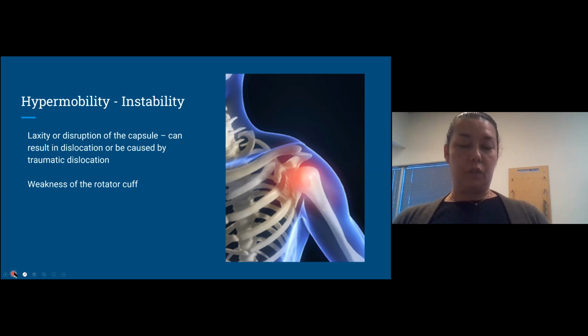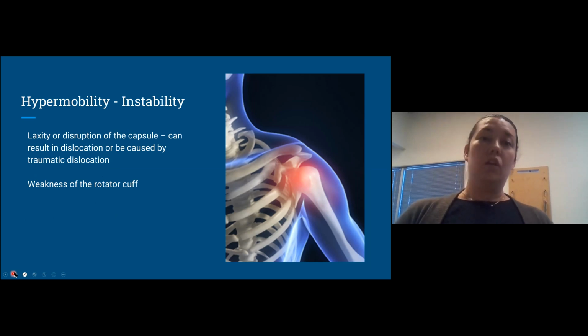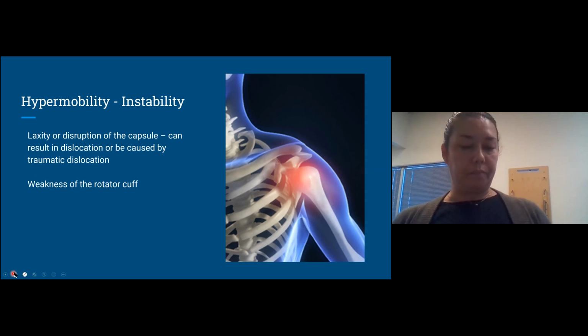Alternatively, another cause of shoulder pain can be hypermobility or instability of the shoulder joint. So just as not enough mobility is a bad thing, too much mobility is also a bad thing. If there is too much movement of the shoulder, joint structures can get strained. Dislocation can occur if there's too much laxity or looseness in the capsule. And it can also occur because of a trauma, like let's say you have a really hard fall on an outstretched arm, the capsule can become torn, the ligaments can become torn, thereby resulting in instability. Also, weakness of the rotator cuff muscles themselves can result in instability of the shoulder.